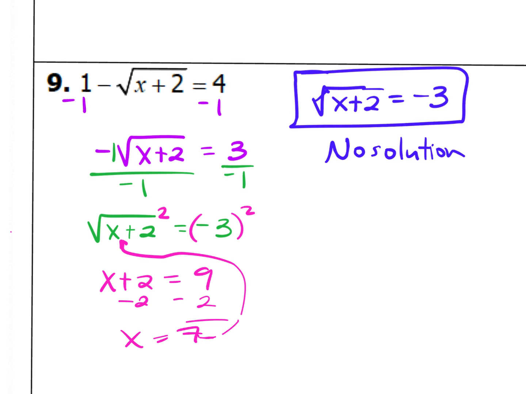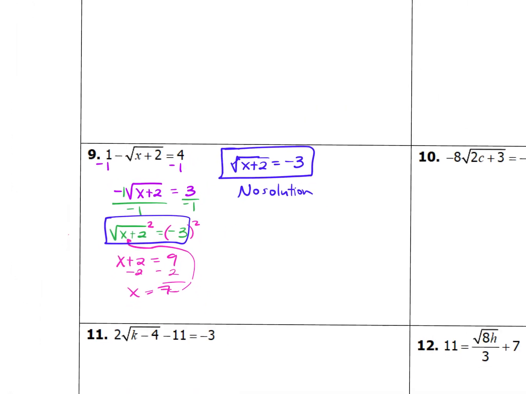So I don't care if you do that right at this point, or if you want to keep solving and check your work, that's fine too. But you don't have to do all that for me. As soon as you see a radical equals a negative, you may just say no solution, okay? That would be considered an extraneous solution.